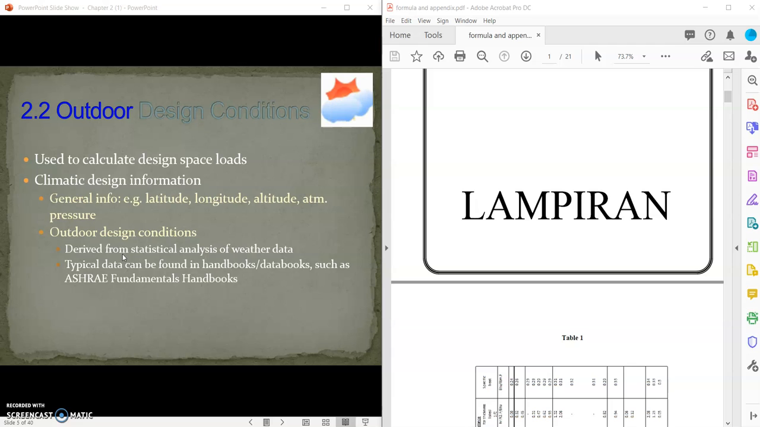If we want to calculate a design space load, usually it will also refer to the climatic design information. It is influenced by the latitude, longitude, altitude, and atmospheric pressure. So if your location is in the hills or mountains, you have a very different latitude, longitude, and atmospheric pressure compared to others.